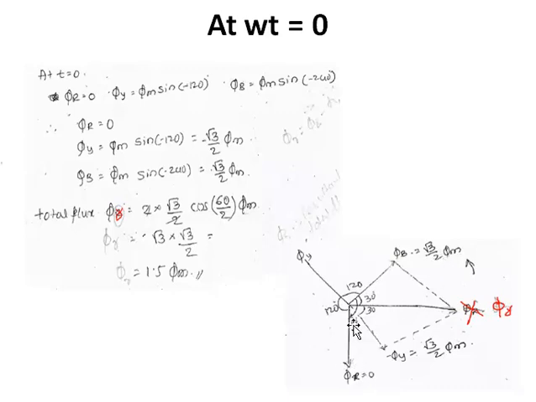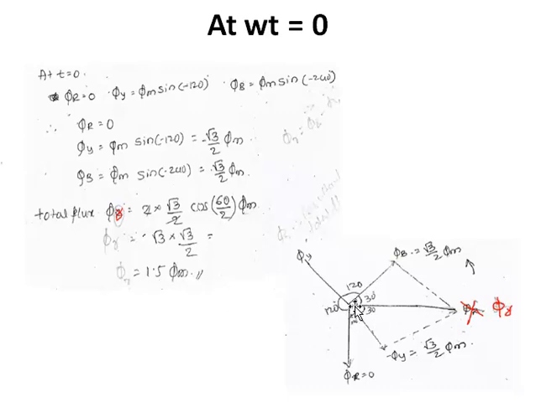Now you can see phi r is 0, we need not worry about that. So it is the vector sum of phi b and minus phi y. When we add the vector sum of phi b and minus phi y, this is the resultant flux. Since both the vectors are equal magnitude, we can use the formula 2 into magnitude of one side into cos of half the angle between them. So 2 into root 3 by 2 into phi m, and cos of half the angle. What is the angle between them? It is 60 degree. Cos of 60 divided by 2 will become cos of 30. So the 2 and 2 get cancelled, root 3, and cos of 30 is root 3 by 2, into phi m. So root 3 into root 3 is 3, 3 divided by 2, 1.5 phi m. So what is the resultant flux?